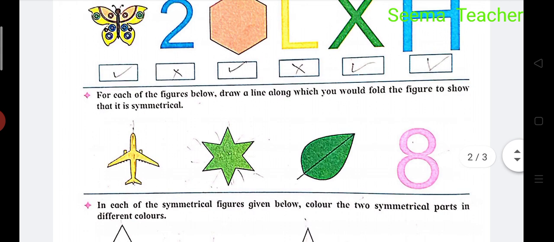So again, there is a picture given for each figure below. Draw a line along which you would fold the figure to show that it is symmetrical. So there is an aeroplane given. If you draw a middle dotted line with a pencil, it is symmetrical. Again there is a star. Look here, we can draw many symmetric axes. So this is also symmetrical. Also the leaf is symmetrical. So number 8 is also symmetrical.